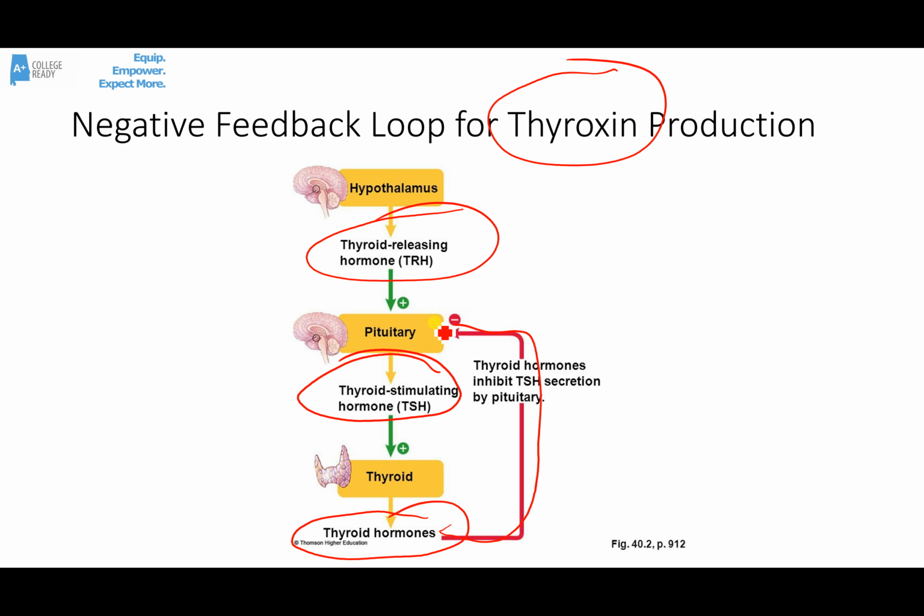Well, the levels of thyroxine are being monitored by the pituitary, and they're also being monitored by the hypothalamus, by the way. When those levels get to where they're supposed to be, the hypothalamus stops releasing this, the pituitary stops releasing this, which means that the thyroid can stop releasing that. So get back to homeostasis and then stop the process. That's a negative feedback loop.